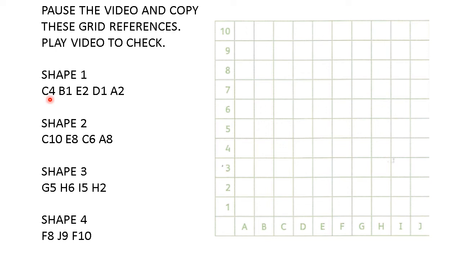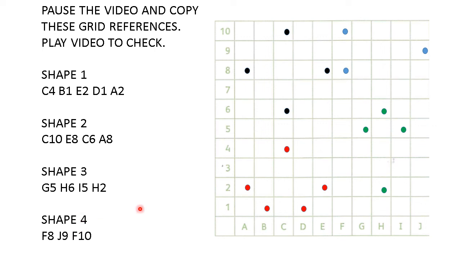If you're ready, let's take a look at the first shape. Let's put the dots. So we have C4, B1, E2, D1, A2. The second shape is C10, E8, C8, A8. Next shape is G5, H6, I5, H2. And the last one, shape 4, F8, J9, F10.